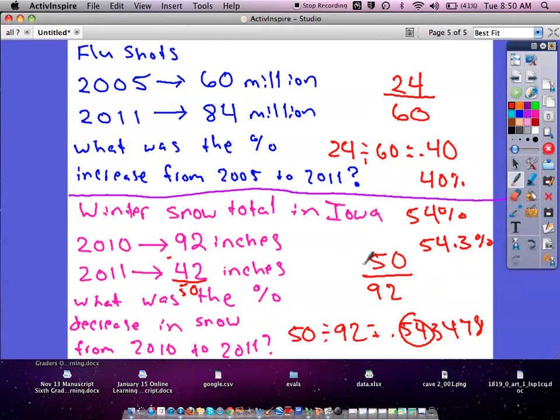Alright, again, I don't think this is too difficult. It is something that we've done before. We've set them up like this. You just have to think about which parts go where. The bottom needs to be what happens before the increase or decrease. The top needs to be the actual increase or decrease. So if you have further questions, please make sure that you let me know, and we'll try to get these things figured out.